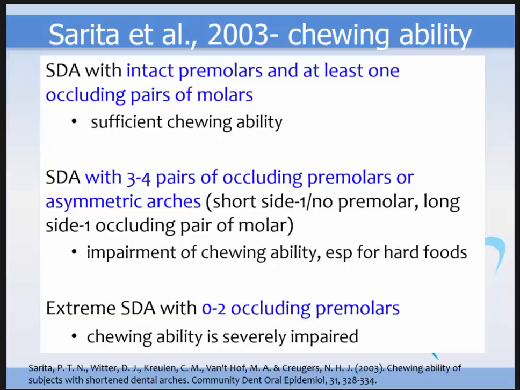Okay, so if the patients are in the extreme SDA group with only 0 or 1 or 2 occluding premolars, the chewing ability is severely impaired. Okay, it means it will affect your chewing ability if you don't have complete premolars present.